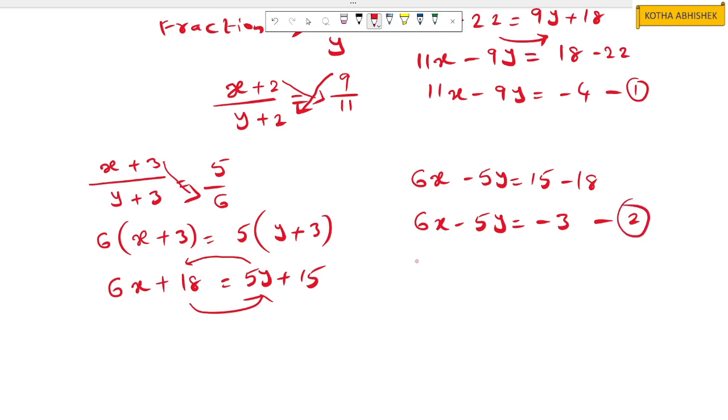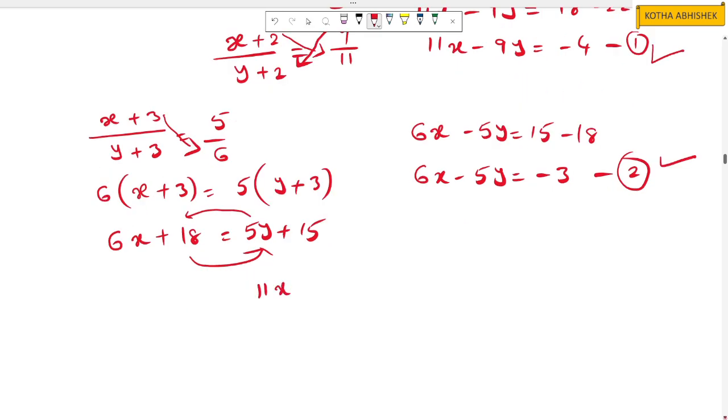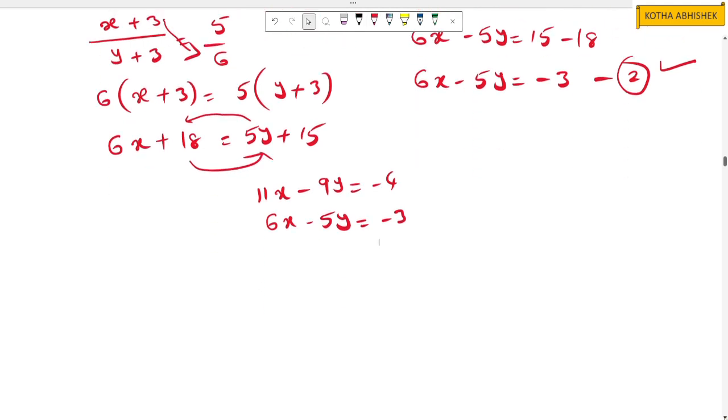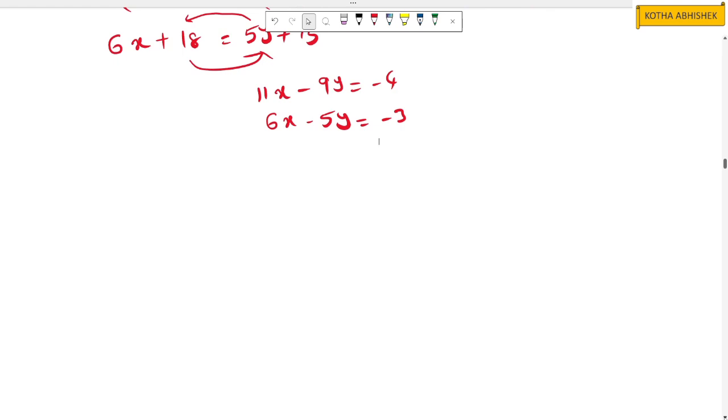Now here, based on the first statement we got the first equation. Based on the second statement we got the second equation. Let us try to solve these by elimination method or substitution method. So I am going with the elimination method. 11x minus 9y equals minus 4. 6x minus 5y equals minus 3. Now if we observe these two equations clearly, both the x coefficients, one is 11 and one is 6, are different to each other, as well as the y coefficients are also different. One is minus 9 and one is minus 5. So now we cannot solve this directly.